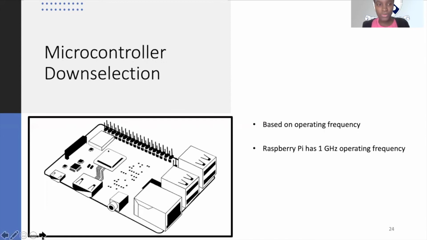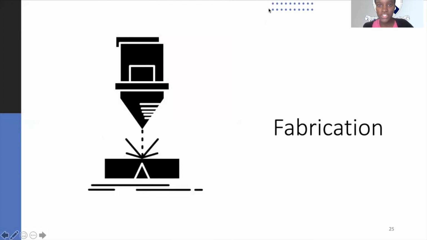Now we go to microcontroller down selection, and we did decide to go with the Raspberry Pi because it had the highest operating frequency, and this was important to our designers who wanted to make it fast enough. I'll leave it to Tony to talk about fabrication.